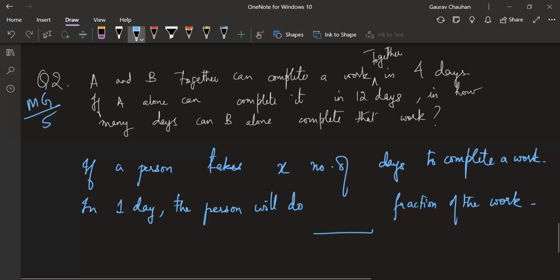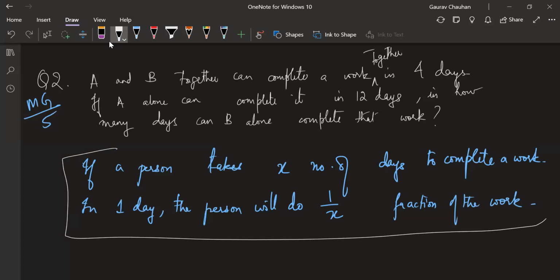Everyone should be able to do this. Riza, Dilruba, you're right. Tulsi, you're right. Deepak, you're right. It is 1 by X fraction of the work, okay? Correct? Whatever that number of days is, let that be x. Then in one day, the person will do 1/x of the work. Correct? 1/x fraction of the work.